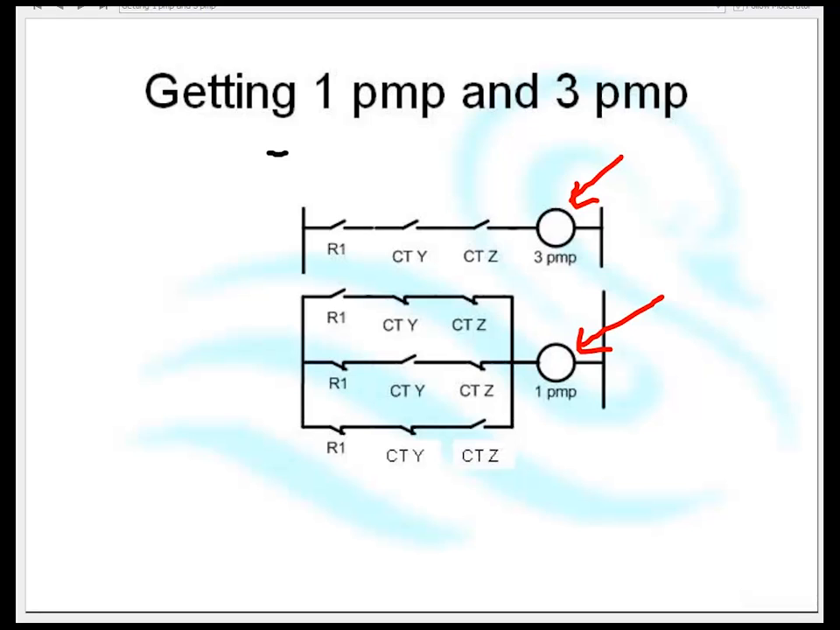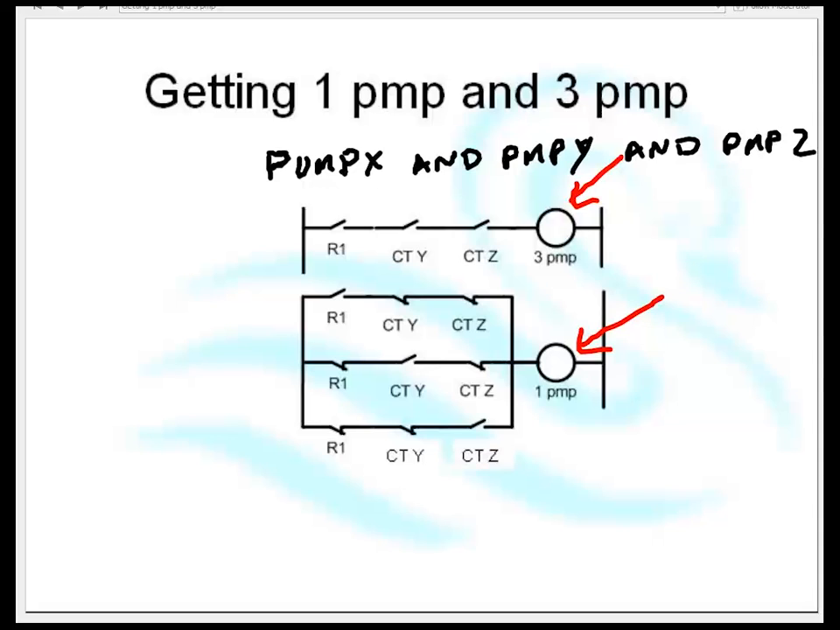The way I did the circuit for these two relays is, I said three of the pumps comes on when pump X and pump Y and pump Z. Of course, the important words there, pump X is a switch. I'm picking that up off R1. Pump Y is a switch. That's the pump Y CT. Pump Z is a switch, the pump Z CT. And that tells me to wire those three things in series.